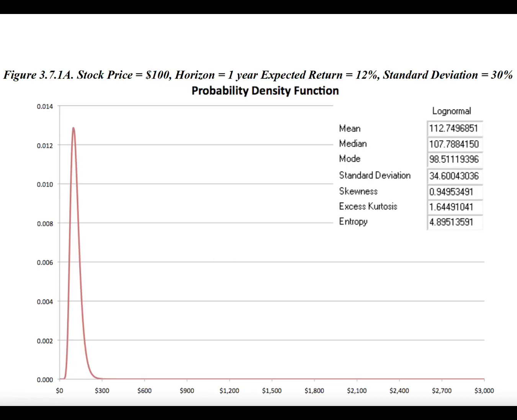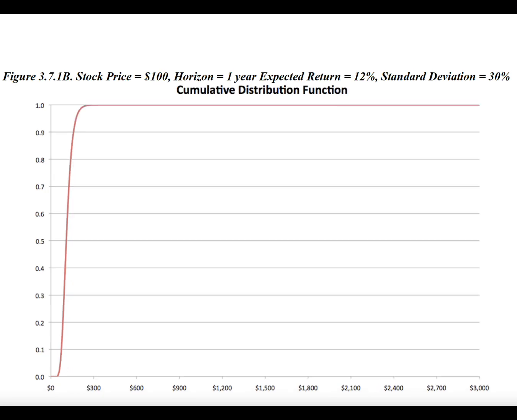And so just to get this illustrated, this was done in a spreadsheet years ago. If I have these parameters, stock price of 100, horizon of 1 year, expected return of 12%, standard deviation of 30%, we get this familiar positively skewed PDF of a log normal distribution. If we estimate the CDF, we get this familiar range from 0 to 1 of the CDF. Now I pulled this range way out here because what I'm going to do is compare ever increasing standard deviations.